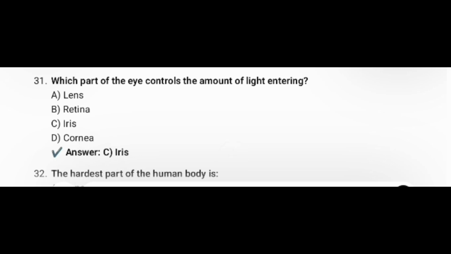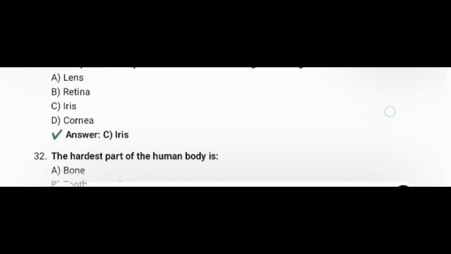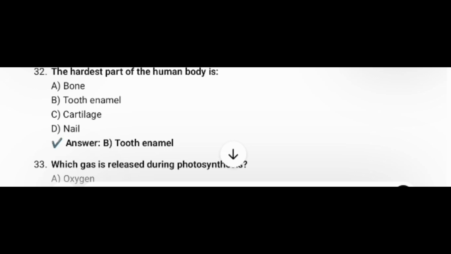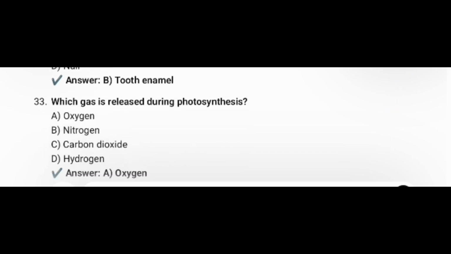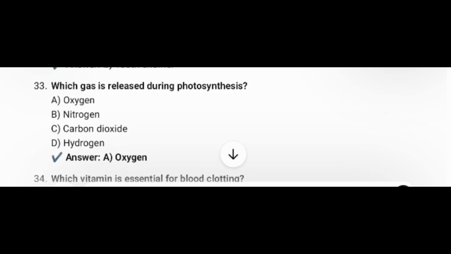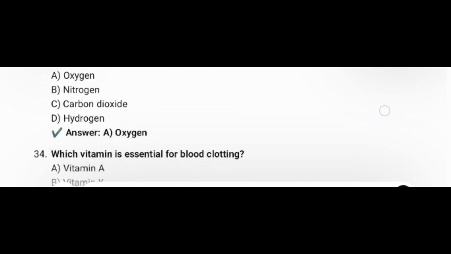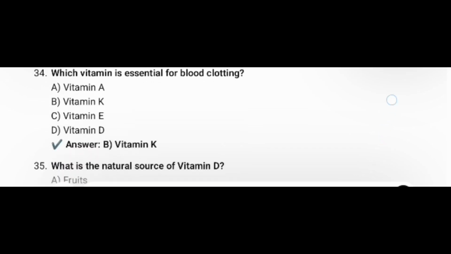Next, the hardest part of the human body is, option B. Correct option is option B, tooth enamel. Next, which gas is released during photosynthesis? Correct option is option A, oxygen. Next, which vitamin is essential for blood clotting? Correct option is option B.